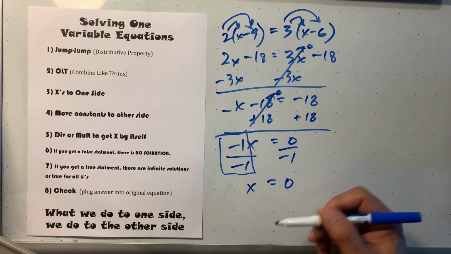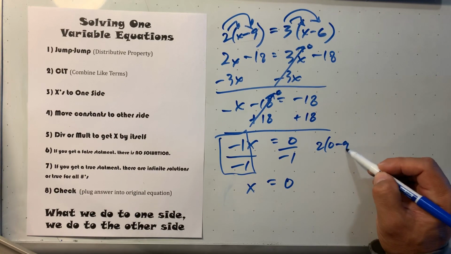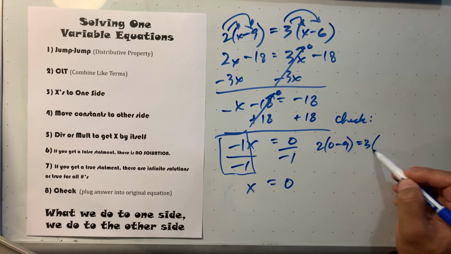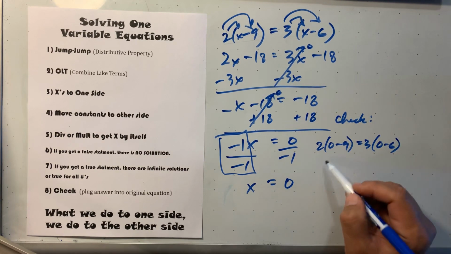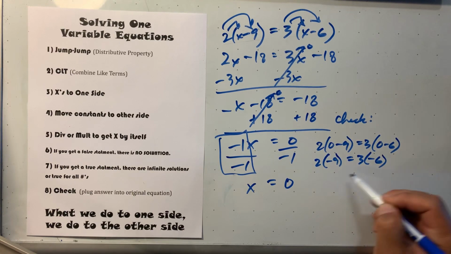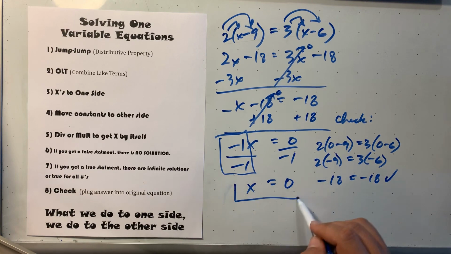Now, before I box my answer, I want to double check my solution. So 2 times 0 minus 9. Here's my check. 3 times 0 minus 6. So here I'll get 2 times negative 9 is equal to 3 times negative 6. Negative 18 equals negative 18. I know I get a good check. Now I can box my answer.